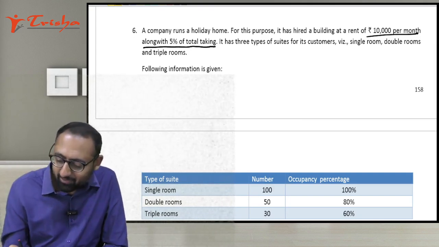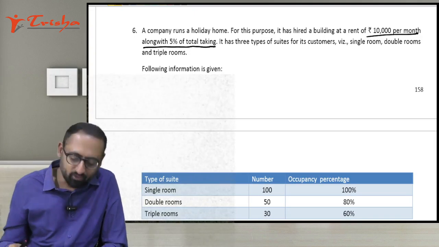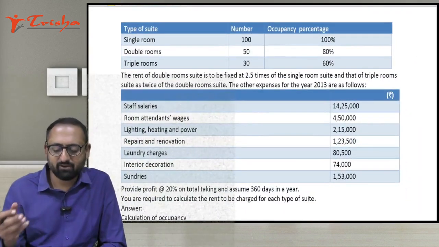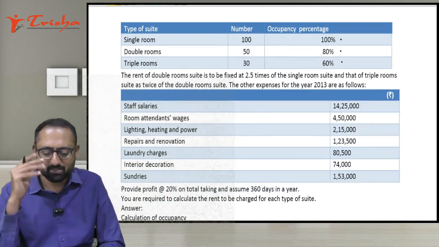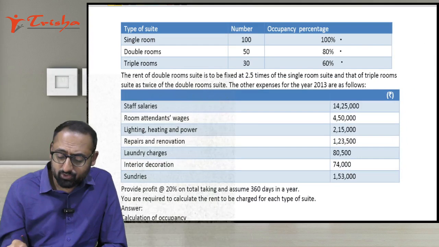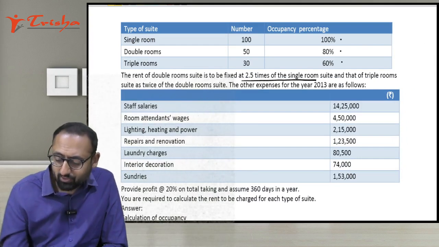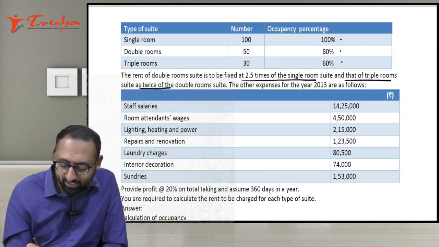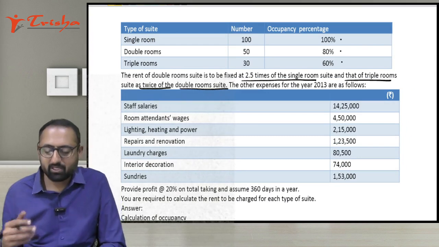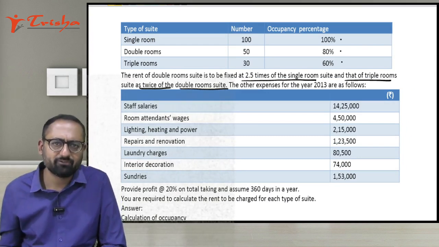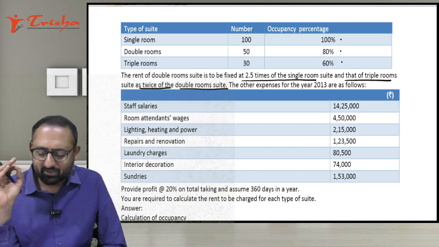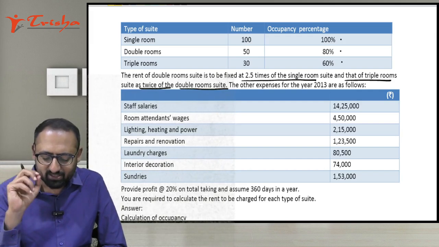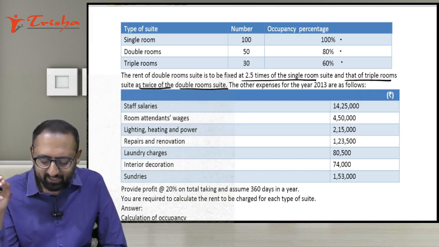It has 3 types of suites: single room, double room, and triple room suite. The following other information is given: 150, 30 number of rooms, and occupancy is given as 100%, 80%, 60%. The rent of the double room suite will be 2.5 times that of the single room suite, and that of the triple room suite twice that of the double room suite. So obviously there will be a rate difference for single, double and triple rooms. Other expenses for the year 2013 are as follows: staff salaries, room attendance wages, lighting, heating, power, repairs and renovation, laundry charges, interior decoration, sundries.